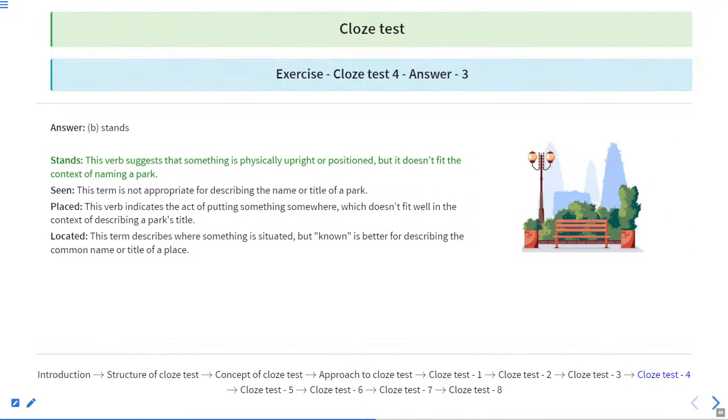The correct option is stands. This verb suggests that something is physically upright or positioned, but it doesn't fit the context of naming a park. Seen is more appropriate to talk about the title of a park or name of a park. It is not appropriate here. Placed means the act of putting something somewhere. It does not fit well in describing a park's title. Located describes where something is situated, but known is better for describing the common name or title of a place.